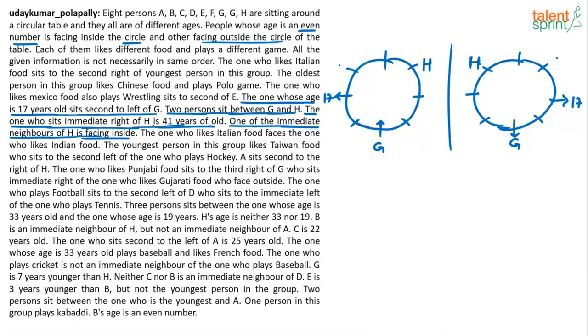The one who sits on the immediate right of H is 41 years old. This part has not been used here. Immediate right of H should be 41. So there are two possibilities. Either this can be 41 or this can be 41. What is the right of H? We have to decide.